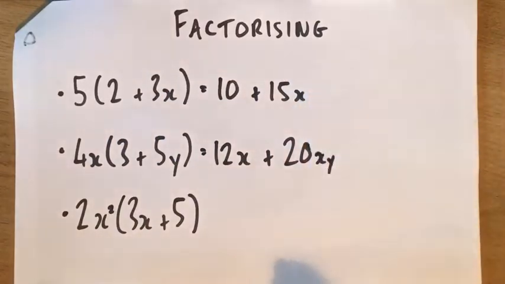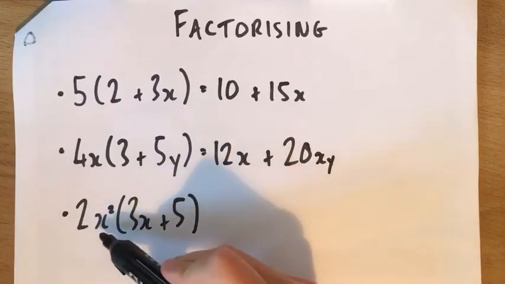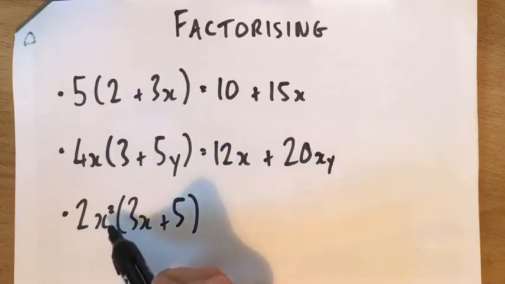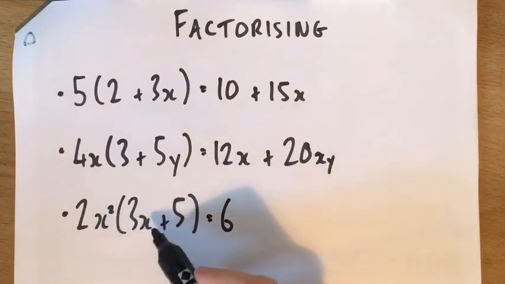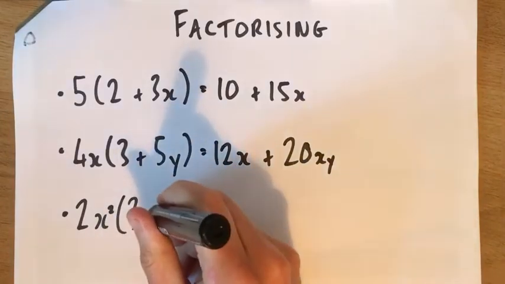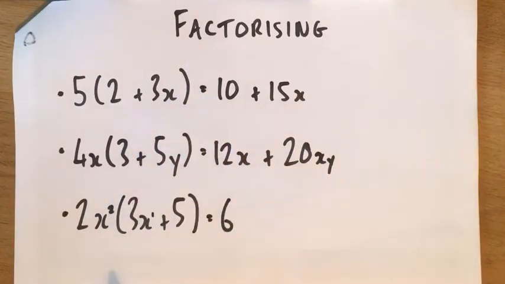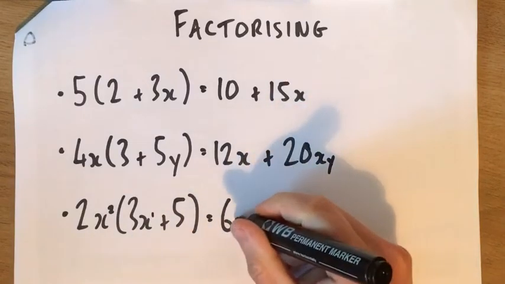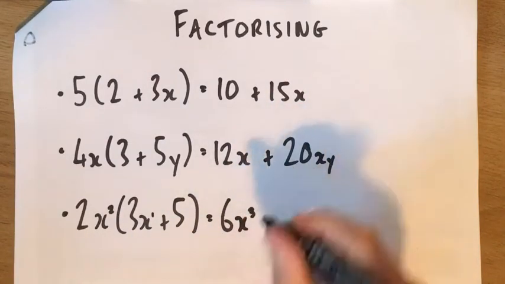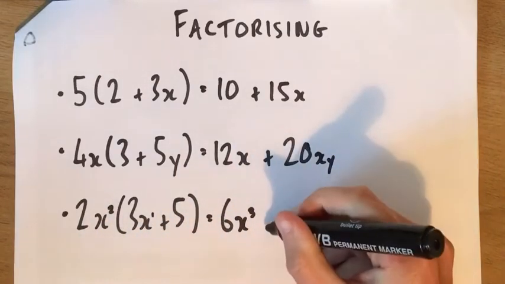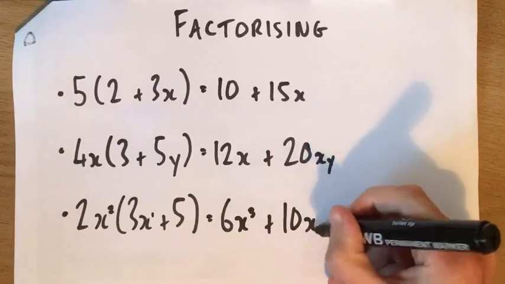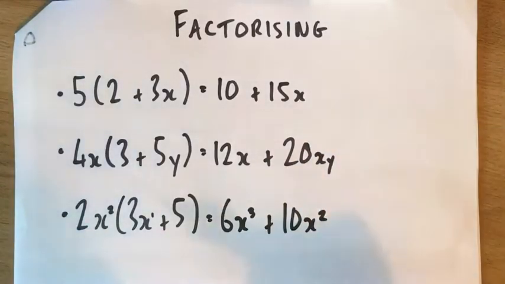That's that expanded. Last one in here, 2x squared on 3x plus 5. So 2x squared by 3x: 2 by 3 is 6, and x squared multiplied by x, where x is the same as x to the power of 1, is x to the power of 3. You can just add the powers. 2x squared then multiplied by 5 is 10x squared. As I say, we've done that already, and that's called expansion.